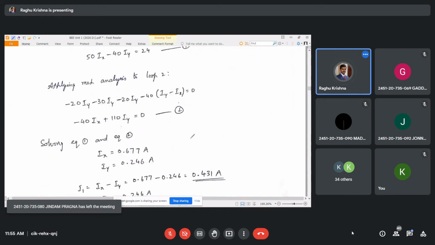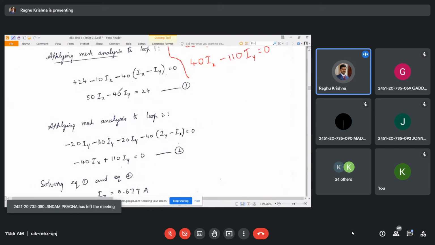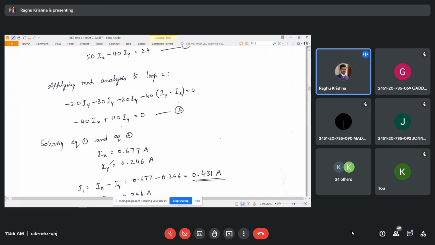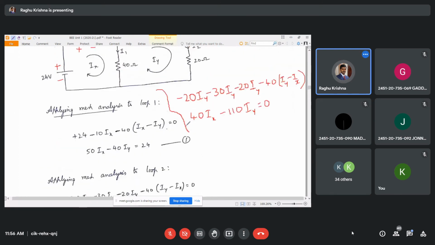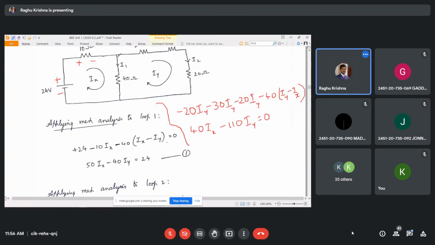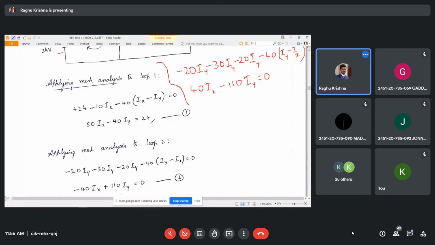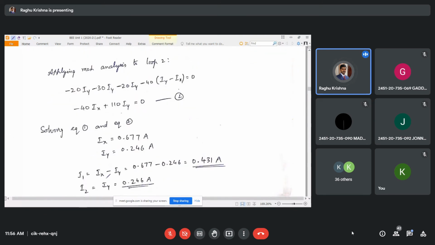After this, you have two equations and two unknowns, Ix and Iy. If you solve these two equations, you are going to get Ix and Iy. Now, what is I1? See the direction of I1. Ix and I1 are in the same direction. Iy is in the opposite direction. So I1 is equal to Ix minus Iy, which is equal to 0.431 amperes.